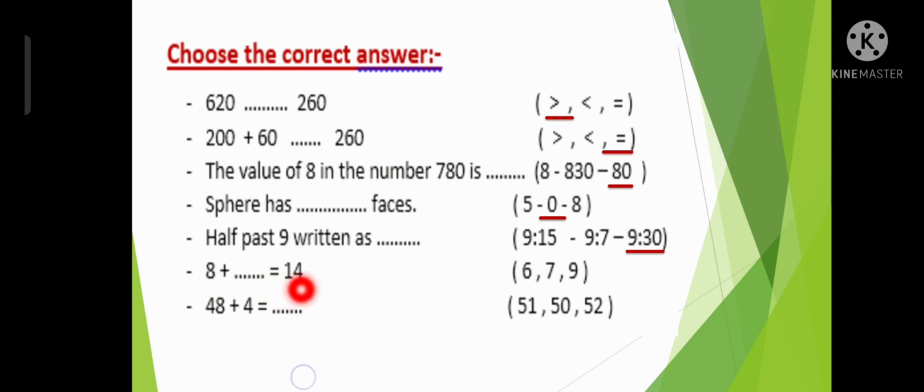8 plus what equals 14? When I want to get the missing addend or missing subtrahend, close your hands and count after the smallest number to get the greatest one. After 8: 9, 10, 11, 12, 13, 14. Now we have 6 fingers. 48 plus 4: after 48, 49, 50, 51, 52.